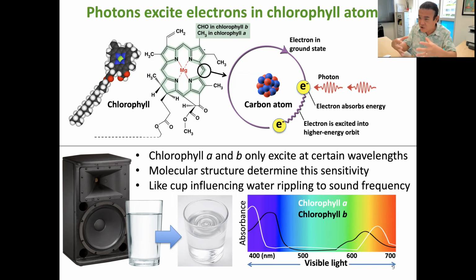In other words, the structure of the molecule would define what ranges, in this case of light, this molecule is sensitive to. And that's why chlorophyll A and chlorophyll B, their structures make them sensitive to absorbing light in the blues and in the reds, the oranges and reds, but not in the greens. Okay.